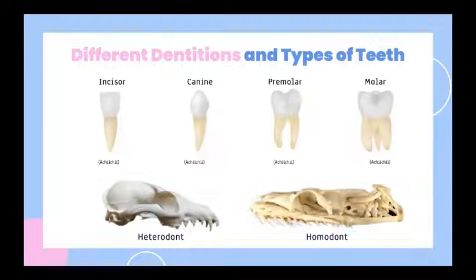We have the premolars, which lie posterior to the canines, and they're used to grind, crush, and slice food. And then, of course, our molars, which are in the very back of our jaw. They're also used to grind and crush food, but they also use the force of the jaw to do some of the work as well.